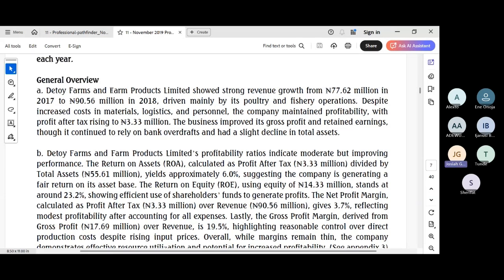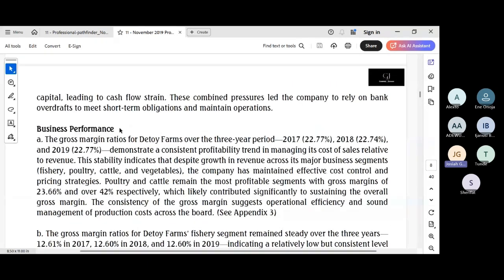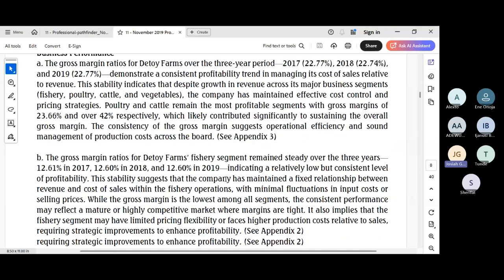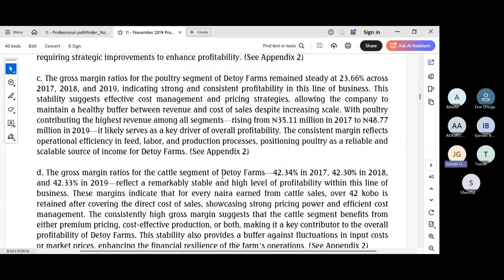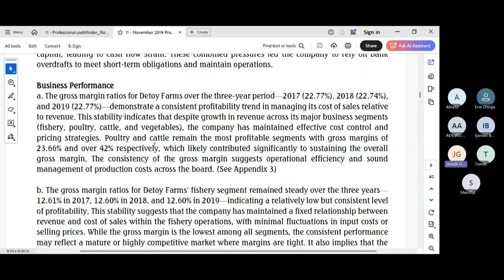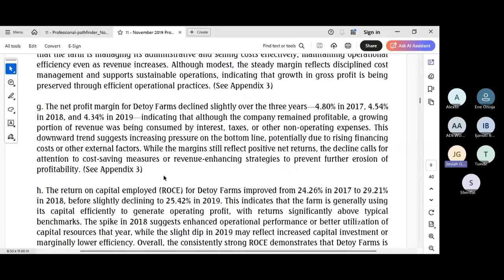Then number two, I said business performance. Business performance speaks to analytical skills, and that has to do with your professional tools. In the business performance, we integrated the gross profit ratio, gross margin ratios, and we looked at the segments each. So any of the ratios you've calculated, you could speak to them and explain them under this box, which is business performance.